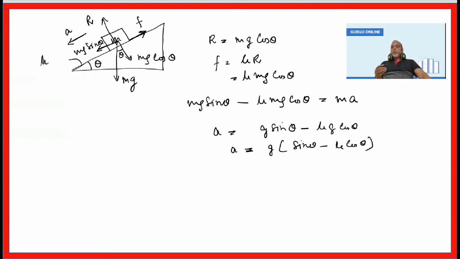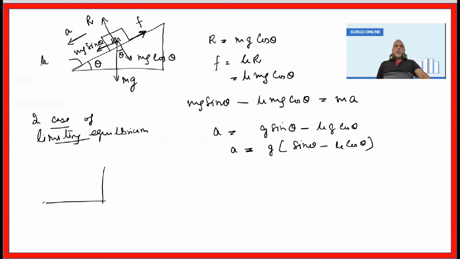But suppose in case of limiting equilibrium, means suppose this block is resting on this and there is a frictional force, and of course along this side mg sin theta will be there. So what can be the angle in case of limiting equilibrium?